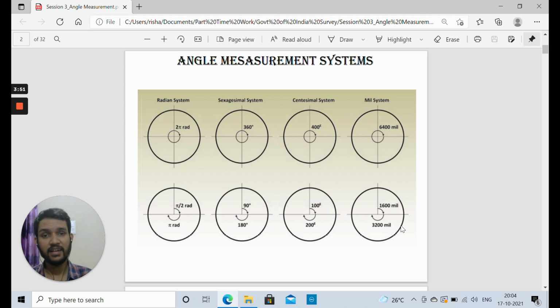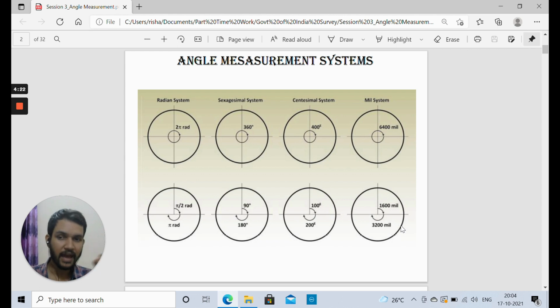Next one is the Centisimal system. This is used more or less in the UK. In this, they divide the entire circle, one complete revolution, into 400 grades. Even thereafter, divisions have been made. As you remember in the Sexagesimal system, apart from degree, 1 degree is equal to 60 minutes and 1 minute is equal to 60 seconds.